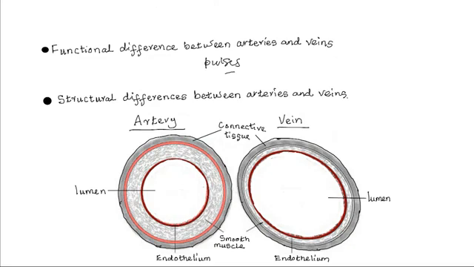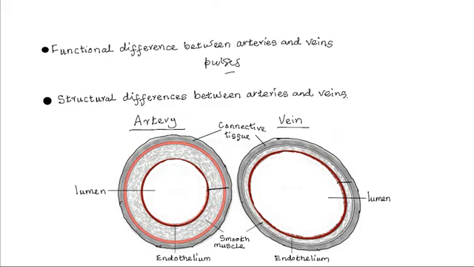Structurally, if you look at the walls of the two, compare the thickness. So artery walls are thicker and more muscular than the veins. That is a very distinct difference. Thicker walls in the arteries, thinner walls in the vein. This is because of the thicker layer of smooth muscles.